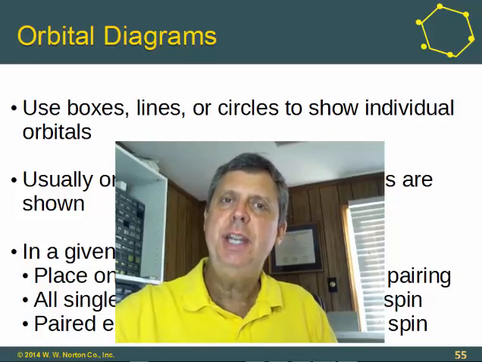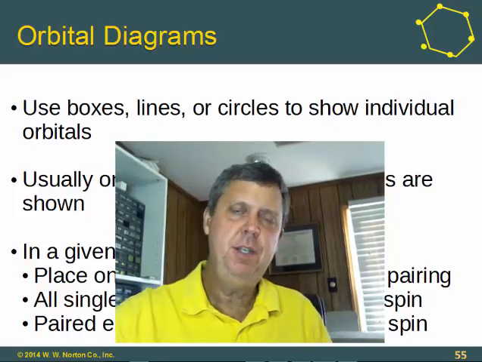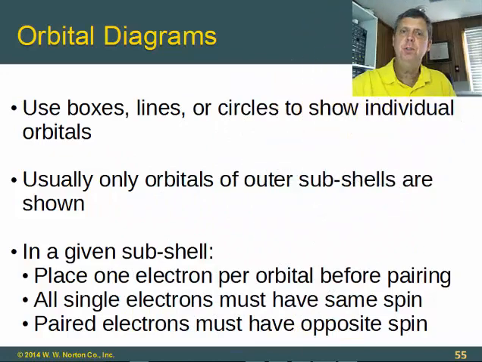Now, another way that we often write the electron configurations is what's called orbital notation, or orbital diagrams. In this case, we actually show the individual orbitals. As it says here, we use either boxes, lines, or circles to show the individual orbitals in a given atom, or ion for that matter. Normally we show orbitals only of the outer subshells, because again, those are the ones we care about as far as bonding goes, or as far as paramagnetic, diamagnetic properties. Whether atoms are repelled or attracted by magnetic fields depends on the number of electrons that are not paired up, or the number of orbitals that have lone electrons in them.